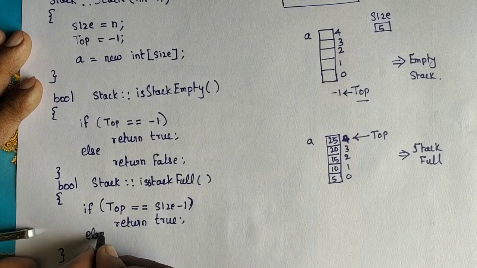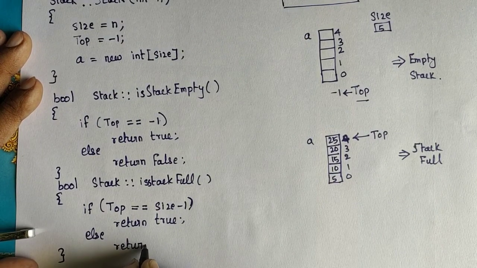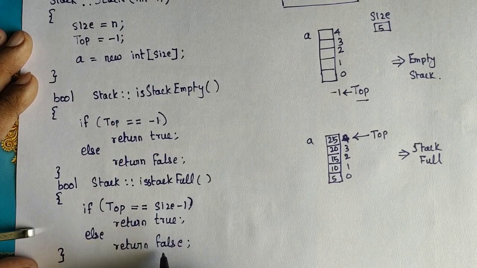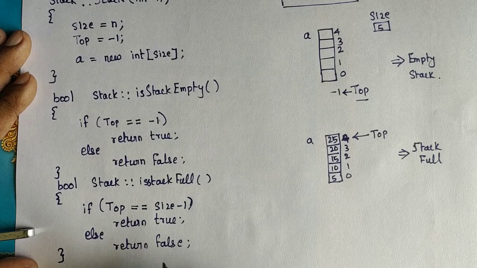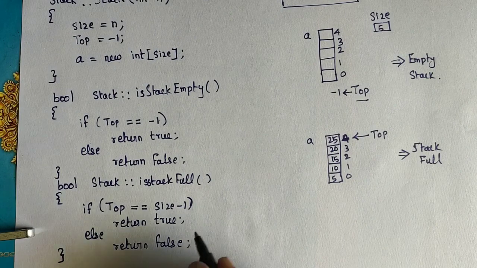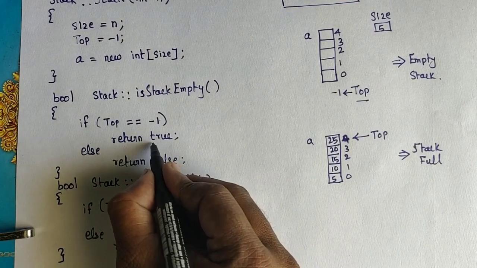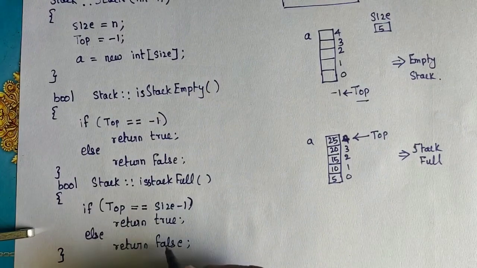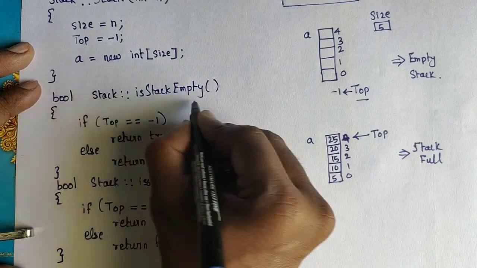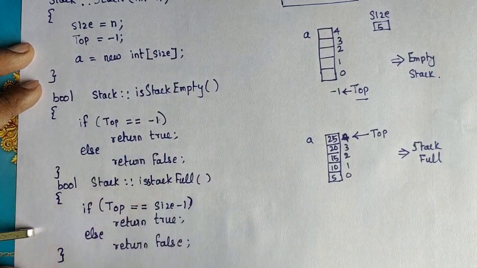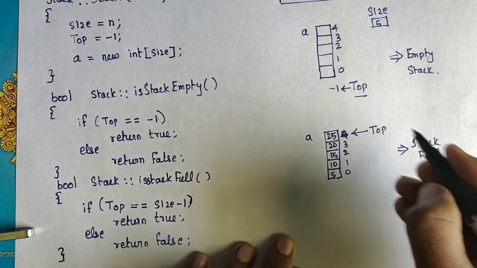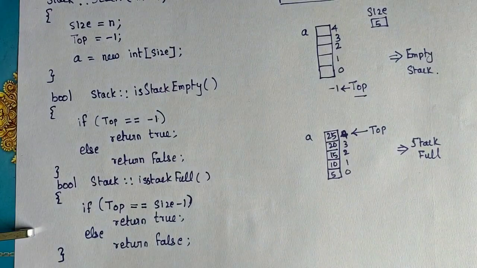Else we have to return false. Be clear, the words true and false are keywords, and they are case sensitive, so all are lower case. Return is also a keyword. So it is going to return the value true or false, like this. Like this, we first fix these two functions: stack empty and then stack full. Be clear, this is the stack full status, and this is the stack empty status.